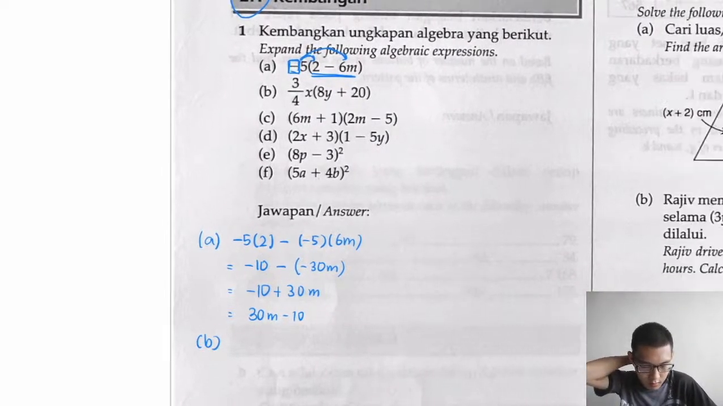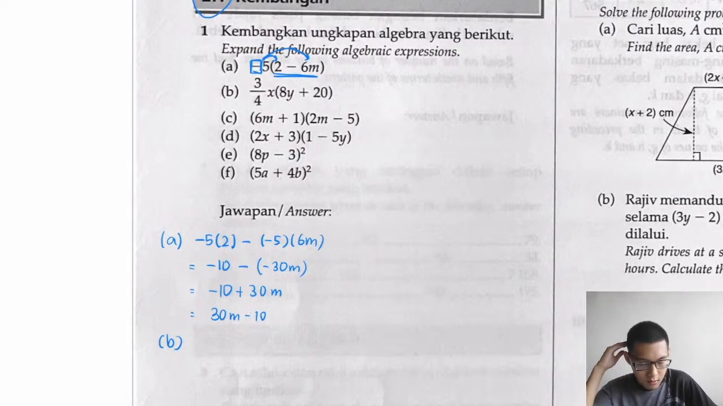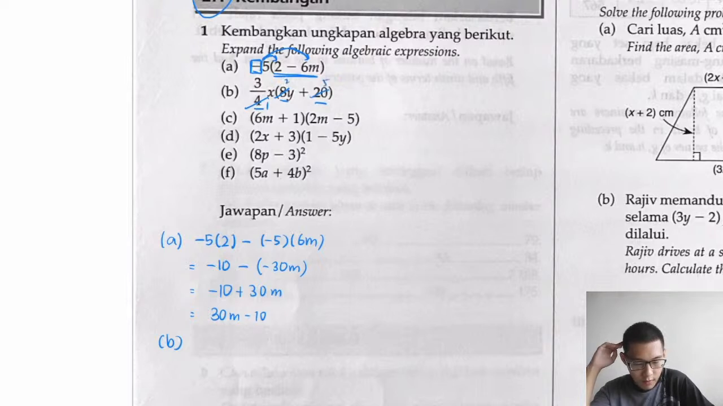Later I will do it beside. Okay, so B, 3/4x(8y + 20). Here we can try to simplify first, because 8 and 20 can both be divided by 4. When we divide by 4, we get 2 here and 5 here. So we are left with 3x(2y + 5).